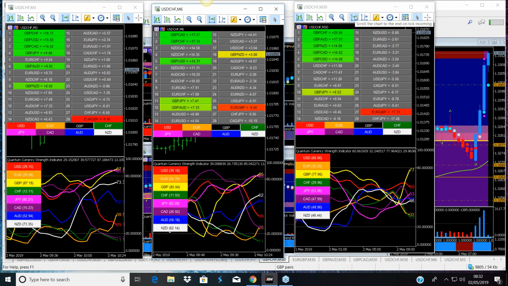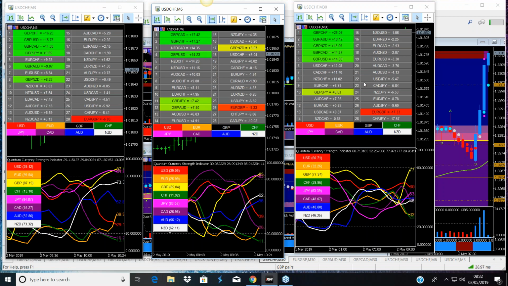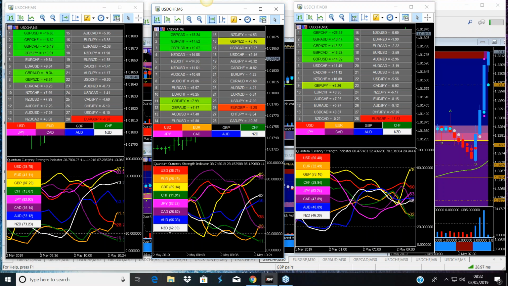Now, the time frames I have here, it's just something I've found works very well. I normally have a Renko, but let's just stick to time charts at the moment. This is the 30-minute. You've got to have a benchmark on the slower time frame. Some people like to use the daily.